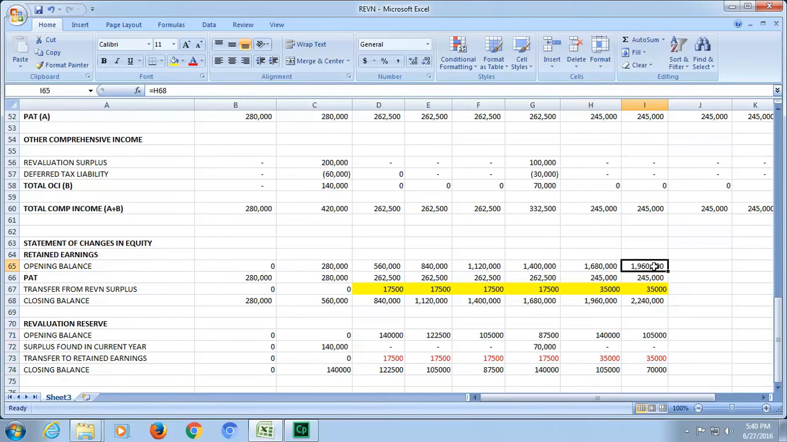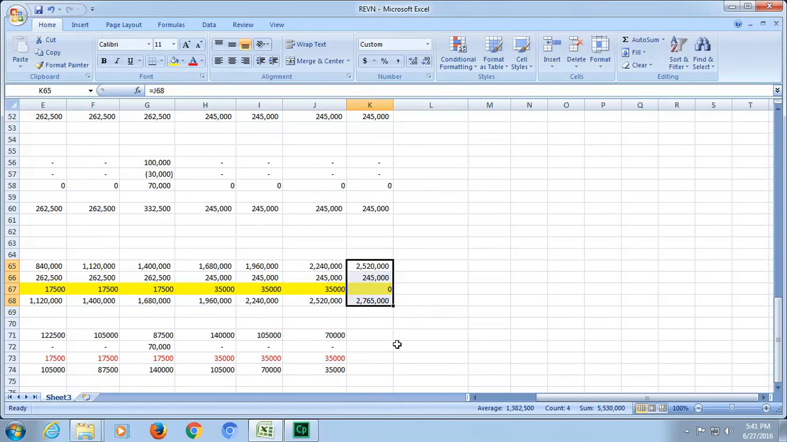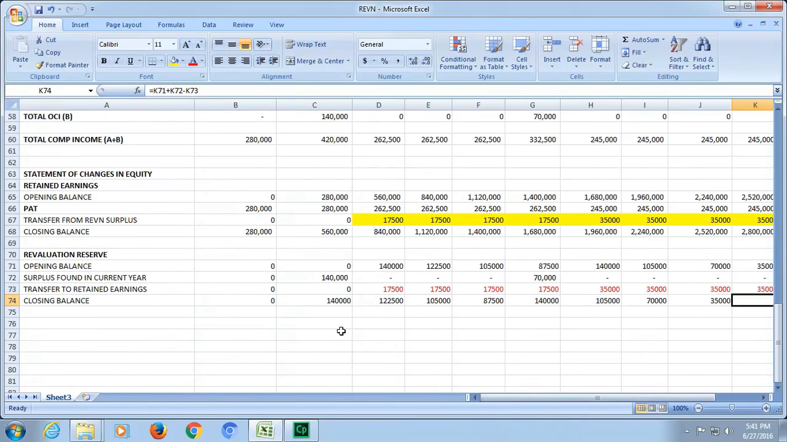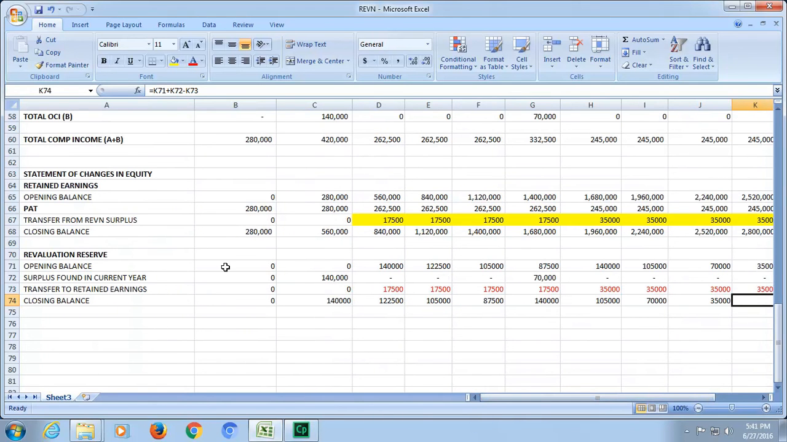So the figures will remain the same. Again 8th year also 35,000 I am transferring, that is 50,000 after tax effect. 9th year, tenth year, and if you observe, by the end of 10th year the entire revaluation surplus has been transferred to the retained earnings. So this is how we are going to show the effect of revaluation on various parts of our financial statements.